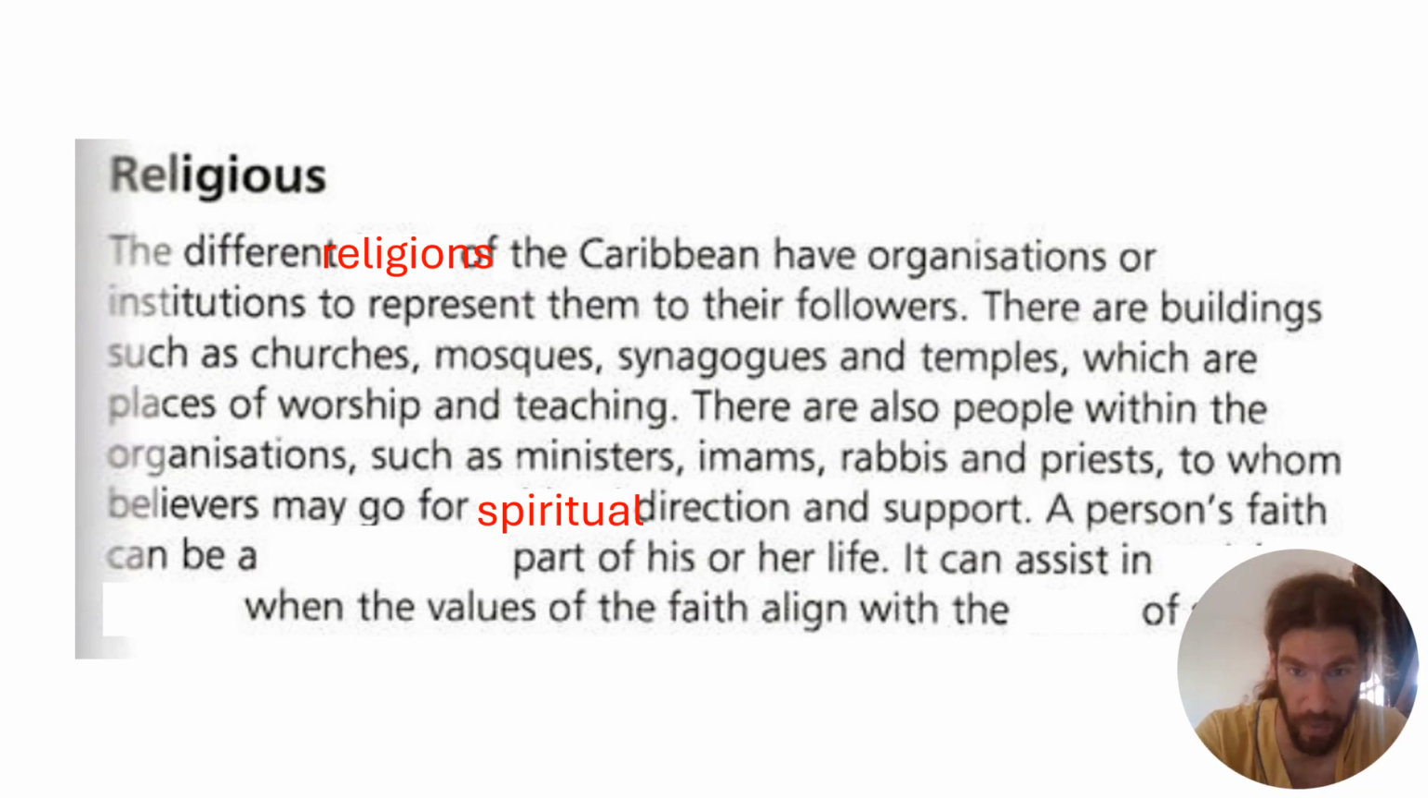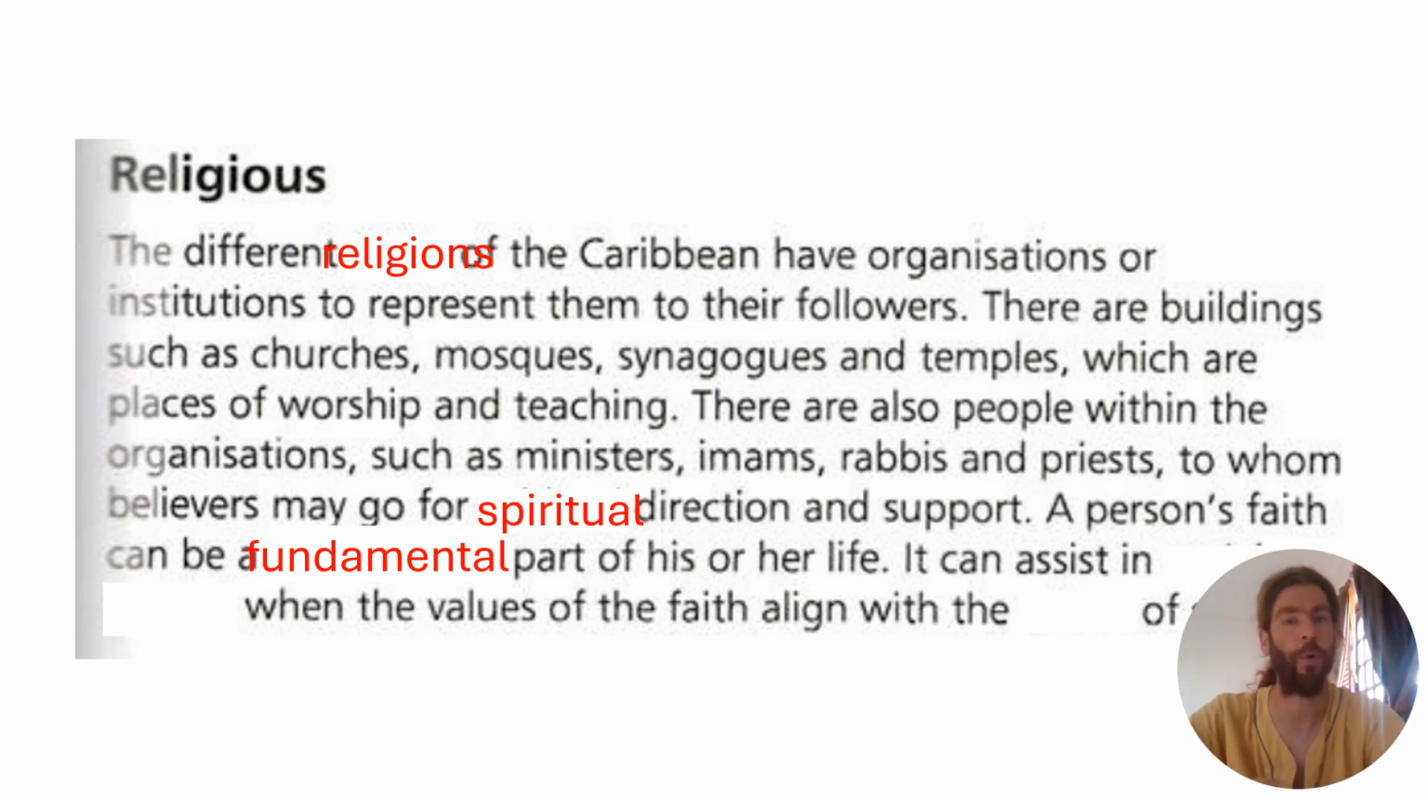A person's faith, religion, is an essential, crucial, central, fundamental part of his or her life. In other words, the faith of a person is not just a thing where you go on Sunday when a person really believes. It's crucial, it's essential, it's fundamental for his or her life.